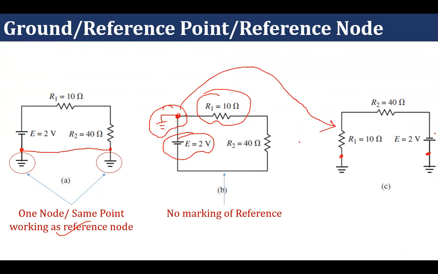Okay, so in layman language you just have to remember that if I am representing a particular point as a ground, it doesn't mean its potential will become 0 volt. No, for the sake of measurement, this is going to behave as a 0 volt, because all other nodes voltage will be measured with respect to this.